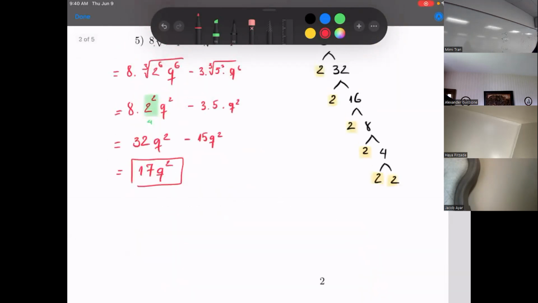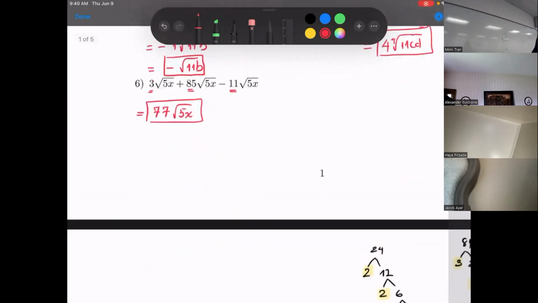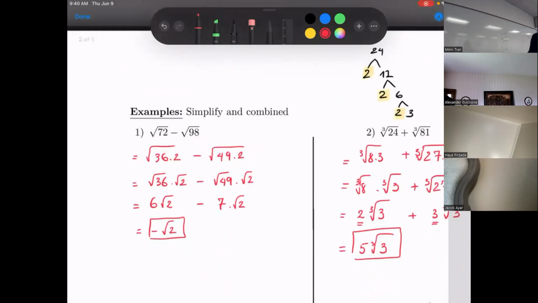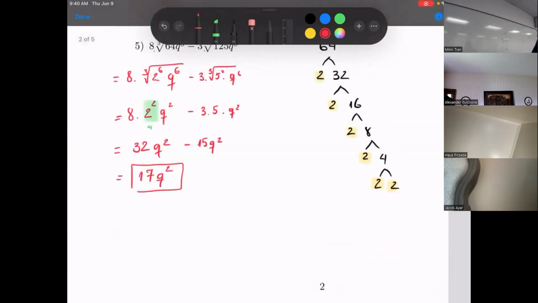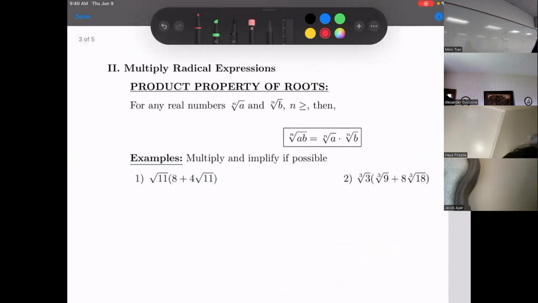Okay, so now that's adding and subtracting radicals. Of course, you're only allowed to combine if they are like terms, right? I wish I could give you another example, but if they're not like terms, you'll see in the practice exam.